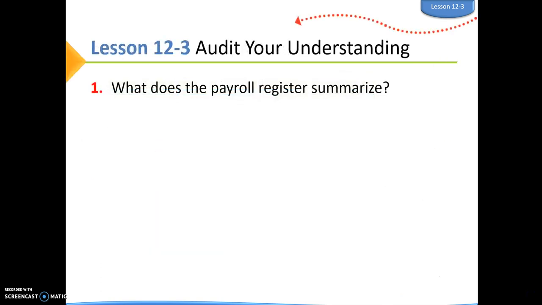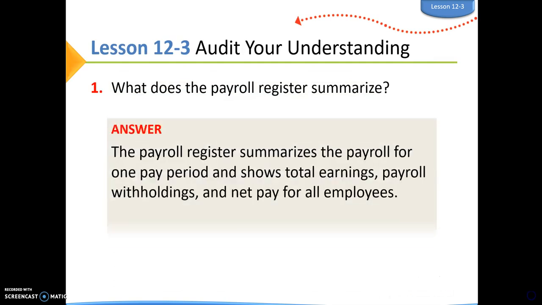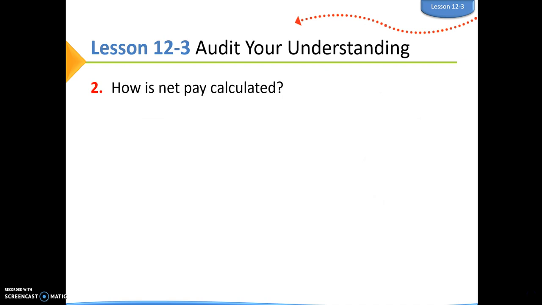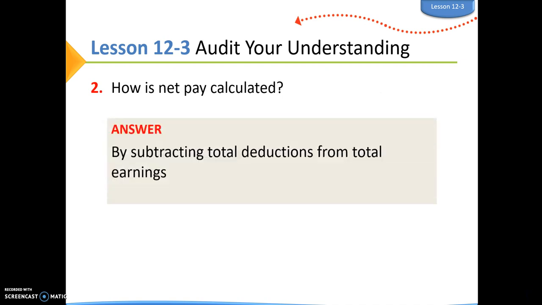What does the payroll register summarize? The payroll register summarizes the payroll for one pay period and shows total earnings, payroll withholdings, and net pay for all employees. How is net pay calculated? By subtracting total deductions from total earnings.